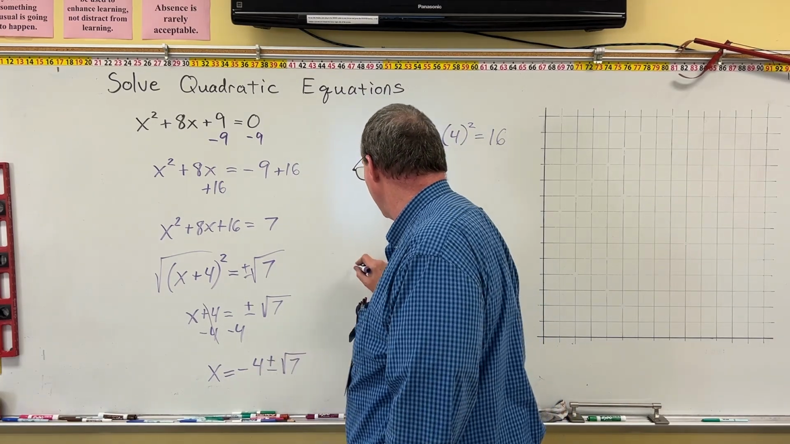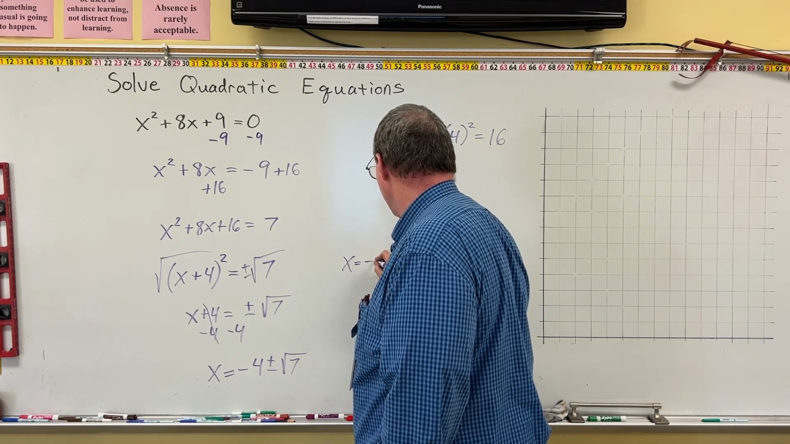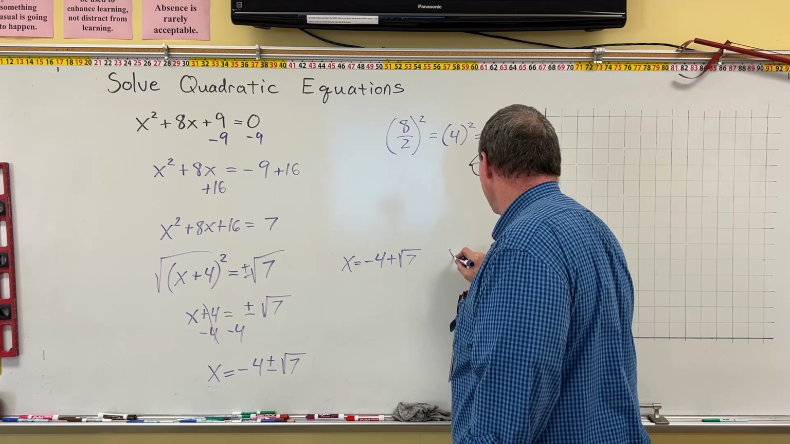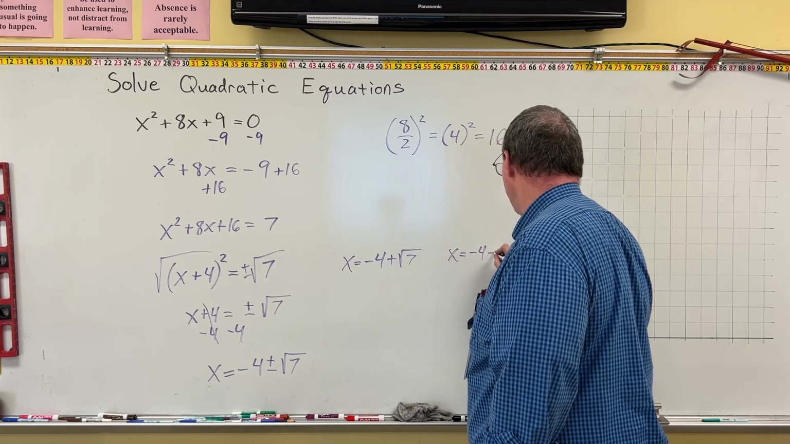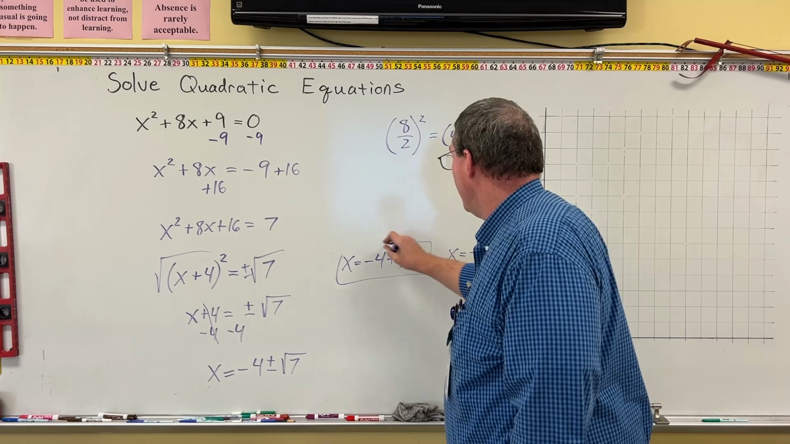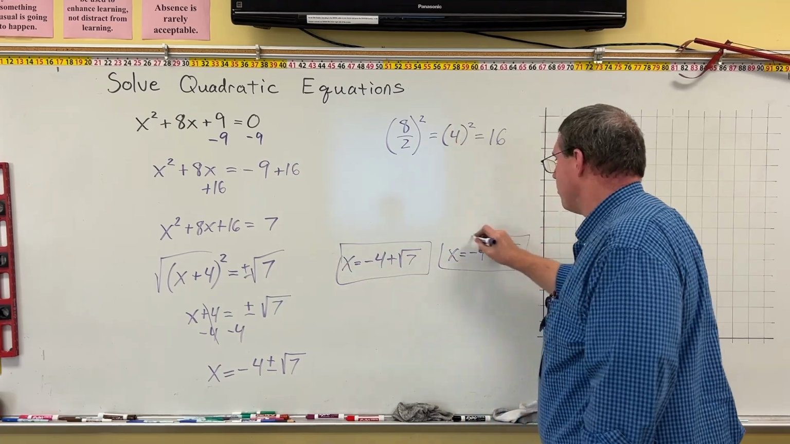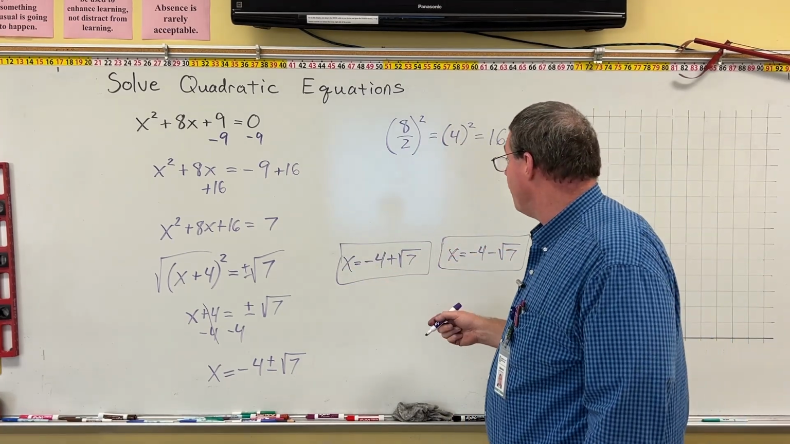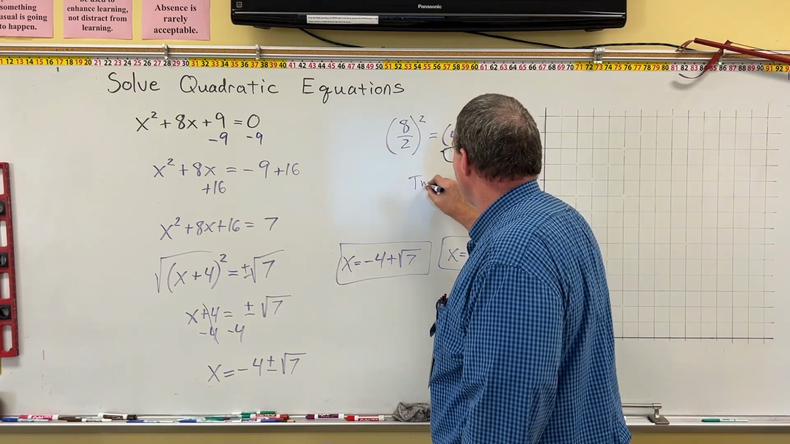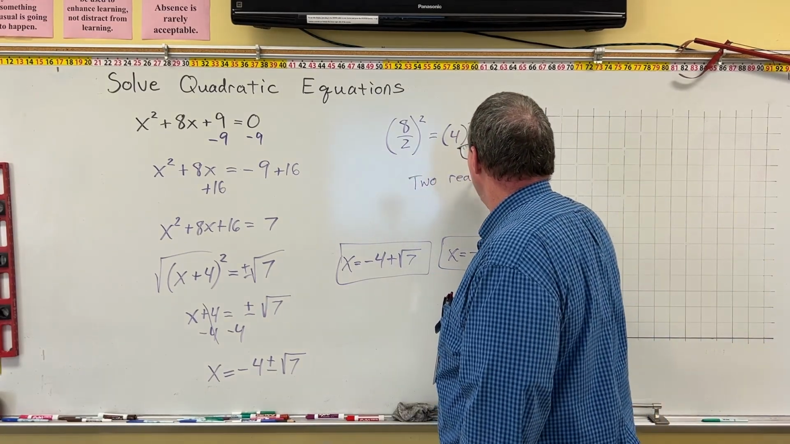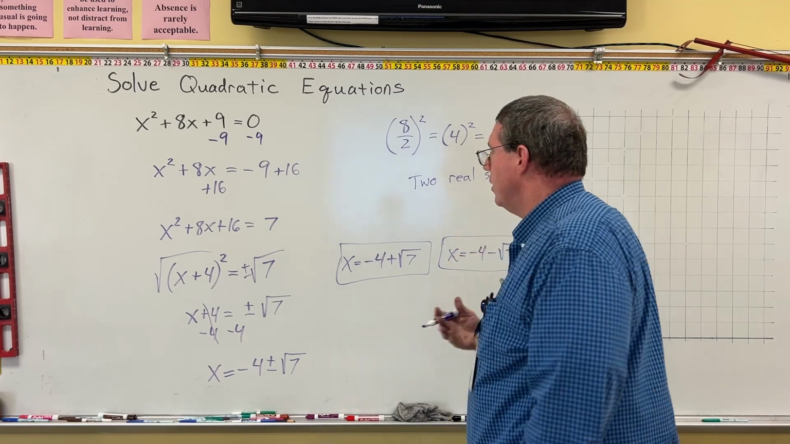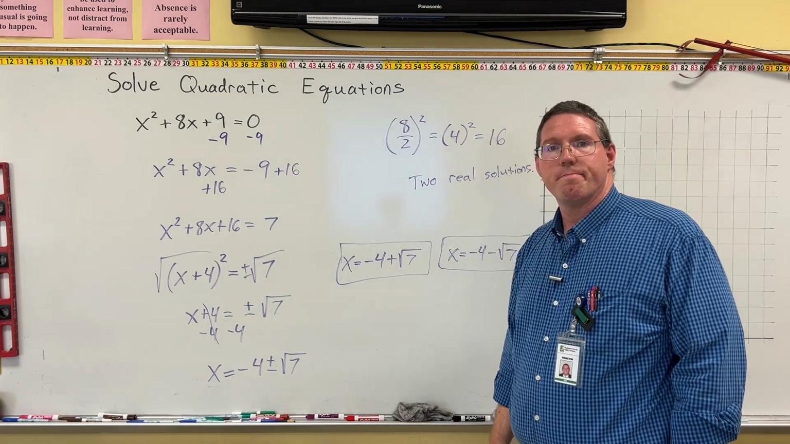And this is two answers. So one answer is negative 4 plus the square root of 7. The other one is x is equal to negative 4 minus the square root of 7. Those are the final answers. And these are both real numbers because there's no i. And therefore, we know the discriminant must have been positive. And we can say that there are two real solutions. Okay? All right. Let's try another one very similar to this.